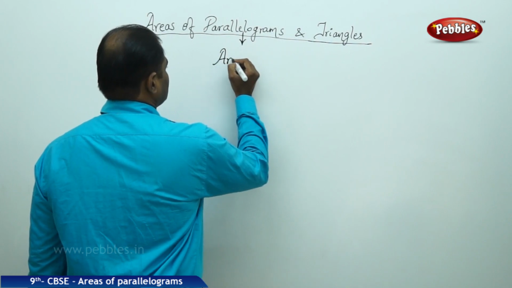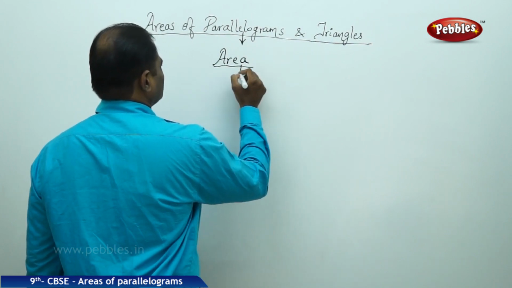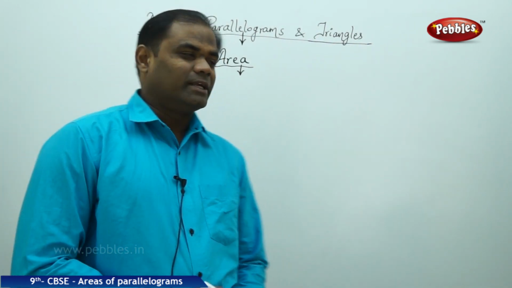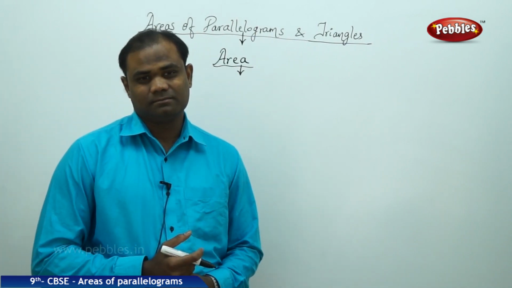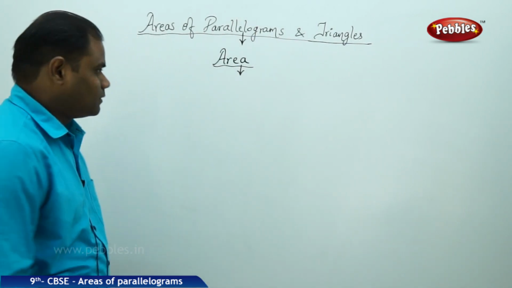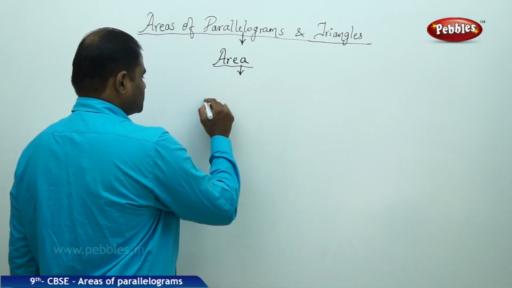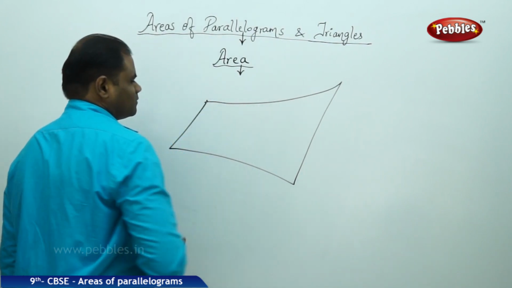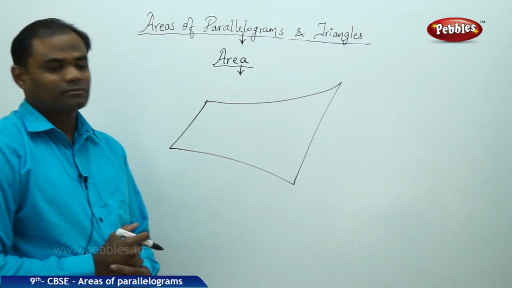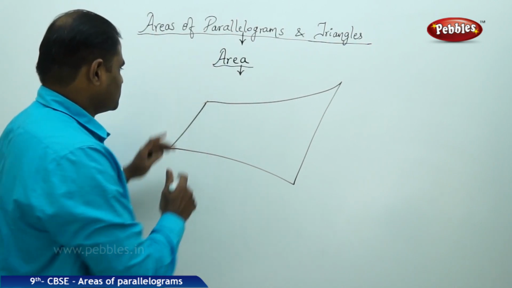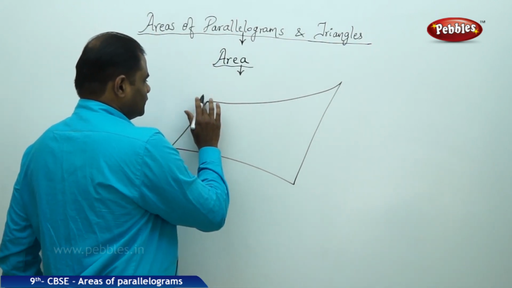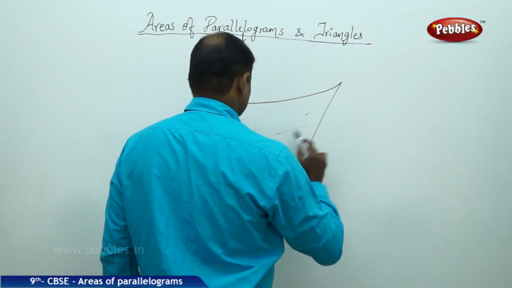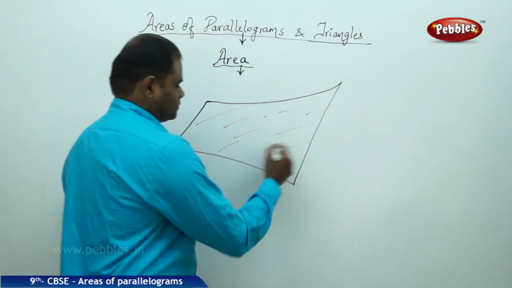So here comes area. What is an area? Let's see in brief. Now imagine I have a closed region. So this region is closed in all directions. Such a region which is closed in all directions is called a planar region. This is a planar region.